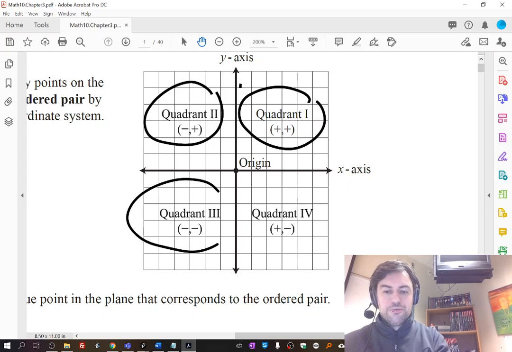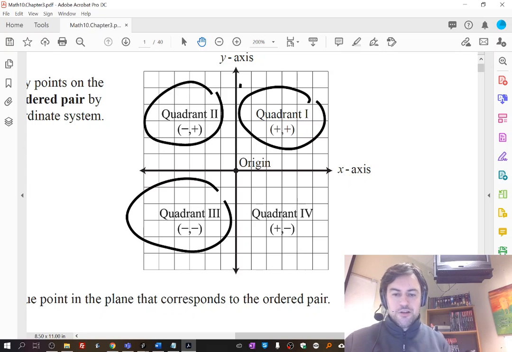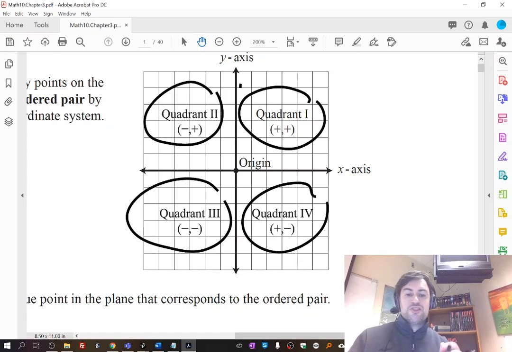In quadrant 3, and it's kind of weird, it goes around counterclockwise, but you'll just get used to it. That's just the way it is. In quadrant 3, both x and y are negative, and in quadrant 4, this time it's the y that's negative and the x is positive.